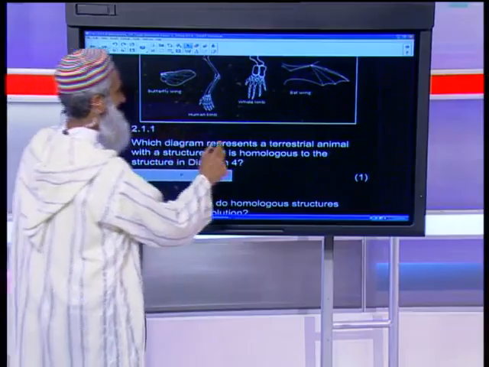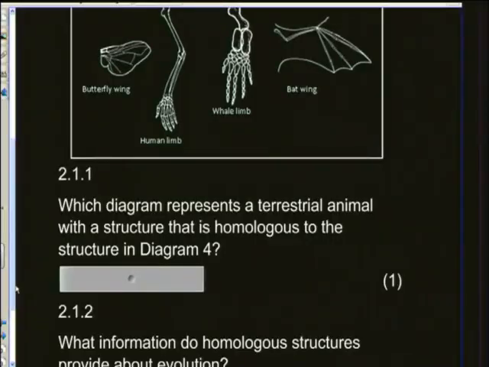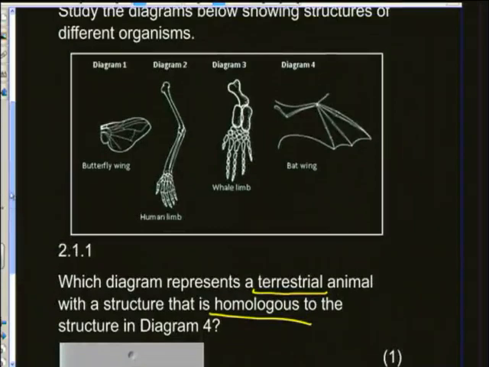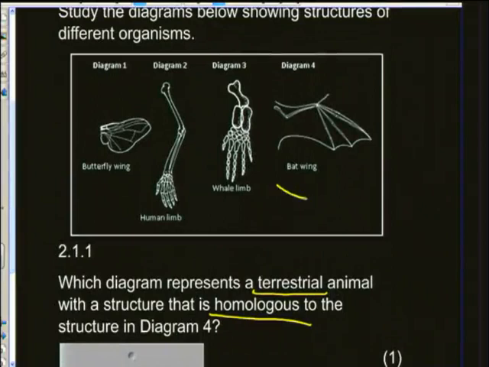Which diagram represents a terrestrial animal? You've got to listen carefully to this question. I put that word there. It was not in the question. I put it in deliberately. That's a terrestrial animal with a structure that is homologous to the structure in diagram 4. What is diagram 4? Diagram 4 is a bat wing. So it can't be 4 because we're talking about 4. We need from 1, 2, and 3 a terrestrial organism that is homologous to diagram 4. Quickly. It's diagram 2, the human limb.